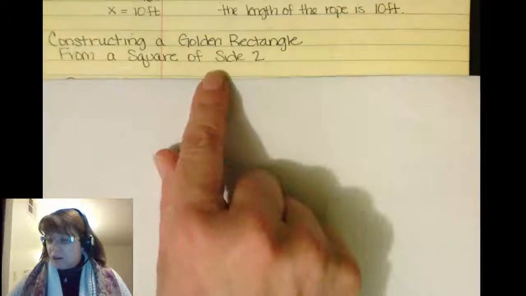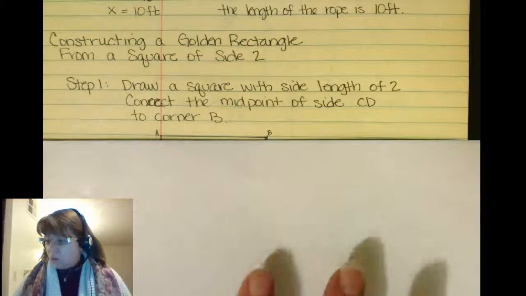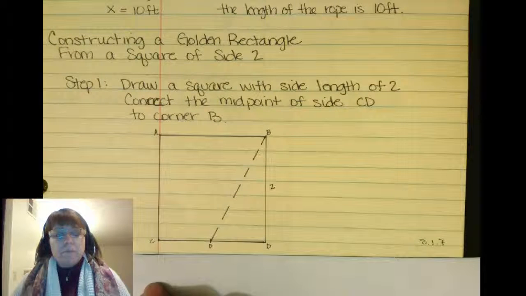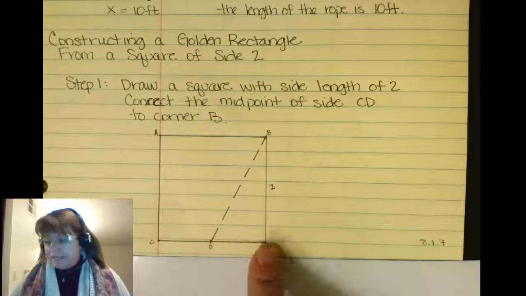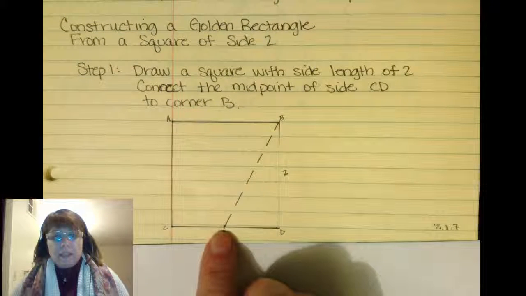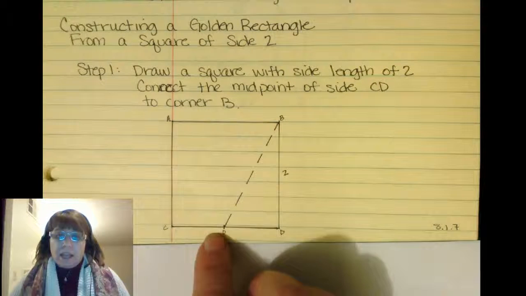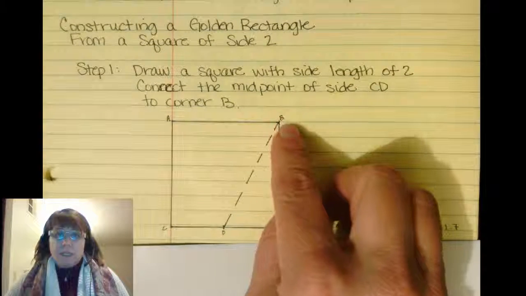So I'm going to build a square that's side length 2. So I'm going to draw a square with the length of 2. So here's my square. I'm going to order the corners of the square A, B, C, and D. Midway between C and D, so halfway, this length is 1 and the other length is 1 because the whole side is 2. I'm going to draw a line between this point, which I'm just going to call O, all the way up to B.